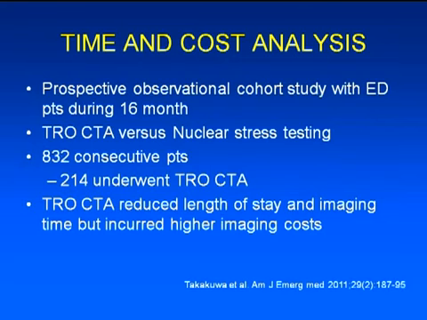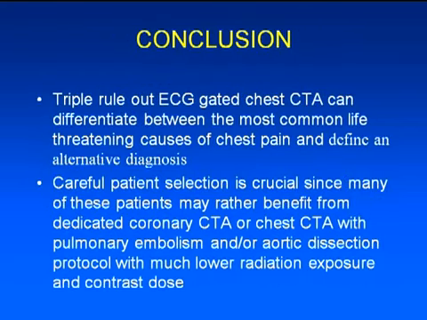So in conclusion, triple rule-out ECG-gated chest CTA can differentiate between the most common life-threatening causes of chest pain and can define an alternative diagnosis. It's essential to have careful patient selection, since most of the patients who come to the ED with chest pain would rather benefit from the dedicated CT, either a coronary, a PE CT, or a dissection protocol, with much lower radiation exposure and much less contrast dose.